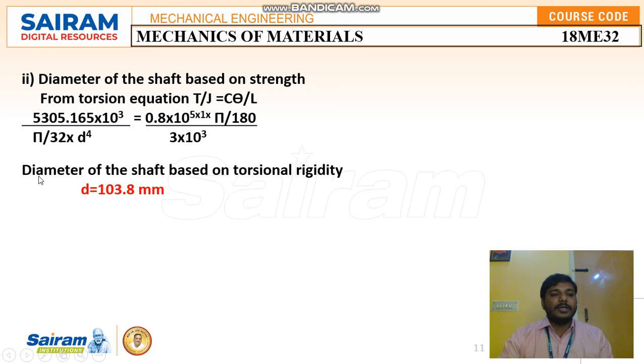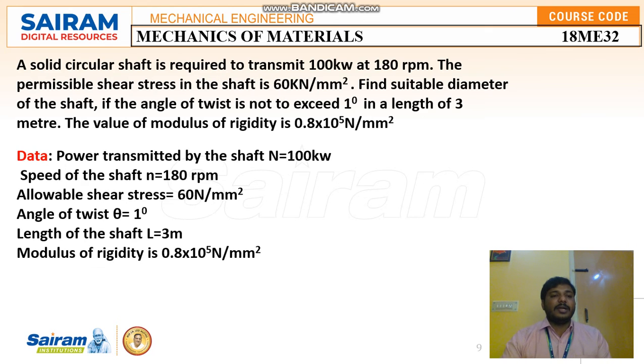Now by substituting these values, the diameter of the shaft based on torsional rigidity is D equal to 103.8 mm. So based on the torsional rigidity we got 103.8 mm, but based on the strength criteria we got 76.65 mm. Now we are going to select the suitable permissible diameter for this solid circular shaft, based on the given conditions, to transmit a power of 100 kilowatt at 180 rpm.